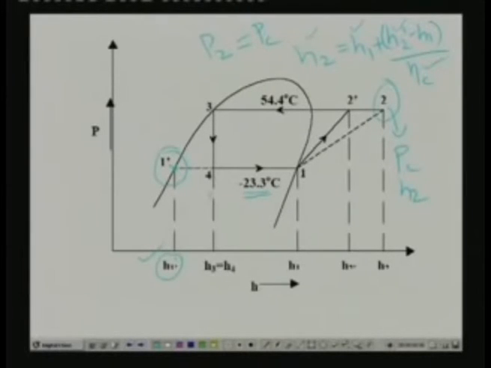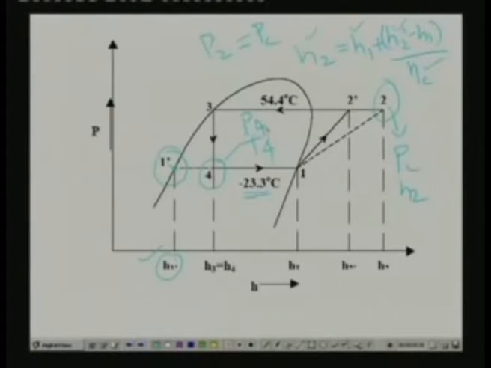And finally, coming to point 4. Point 4 is nothing but the inlet to the evaporator, and what do we know at this point? At this point we know the pressure, and we also know the temperature. But can you find out from this pressure and temperature the enthalpy and the rest of the properties? You cannot, because this is a two phase region. So, if you are fixing the pressure, temperature is automatically fixed. That means pressure and temperature are not independent properties in the two phase region. So, specifying both is meaningless.